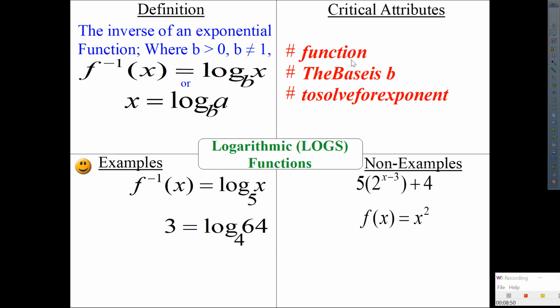Hashtag function. What else? Hashtag the base is what? B. Yeah, same as we started before. And now, hashtag, we're going to solve for the exponent. So basically, logs came about because they knew how to solve for variables and different types of functions, but they started encountering some issues with exponents. They were saying, how can we talk about exponents without saying exponents? So they said, let's call them logarithmic functions.